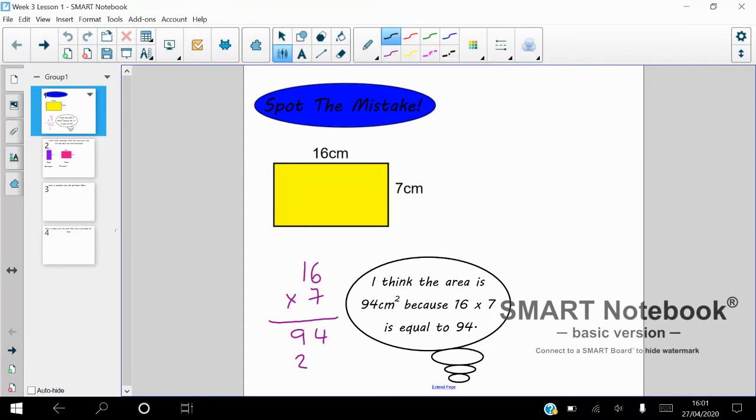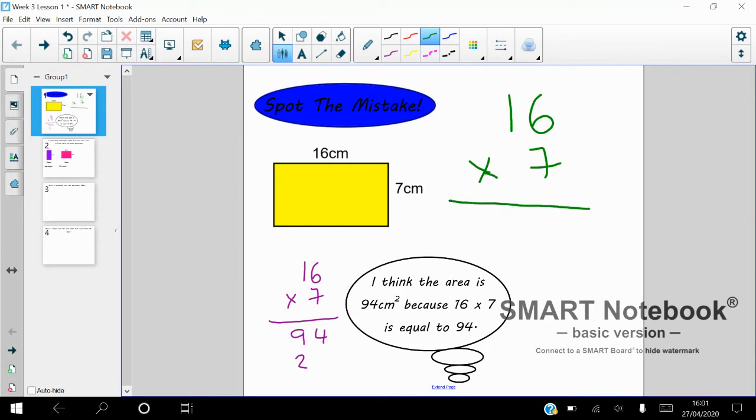Okay, so let's get our green pens ready. So I'm going to have a go at carrying out this calculation to see what's happened and to see if I can find out which step in the calculation they have not quite understood. So I'm going to set it out again, 16 multiplied by 7.